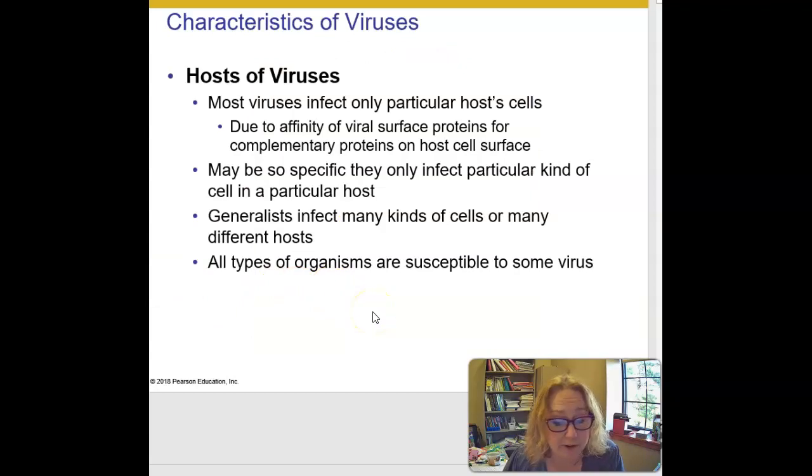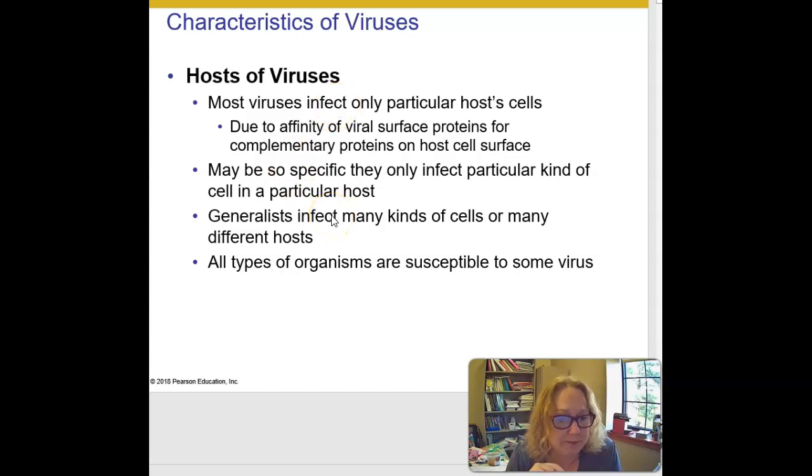The hosts of viruses, sometimes you. Most viruses infect only particular host cells, so only parts of your cells will be infected. Due to the affinity of a viral surface protein for complementary proteins, so they're looking for those hosts. Maybe it only affects your lungs. Maybe it only affects your urinary tract. Maybe it only affects your nose.